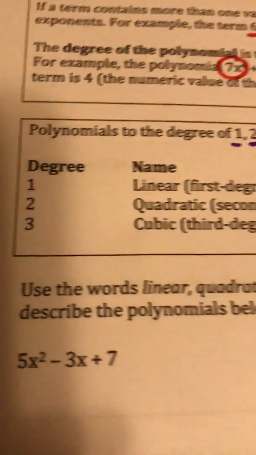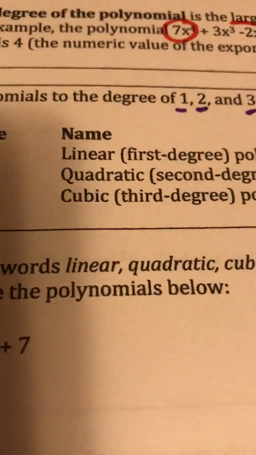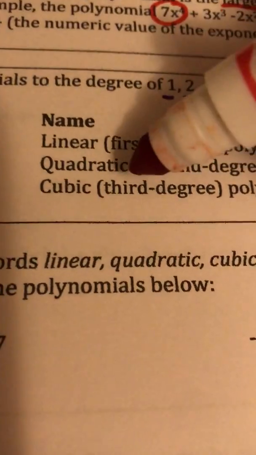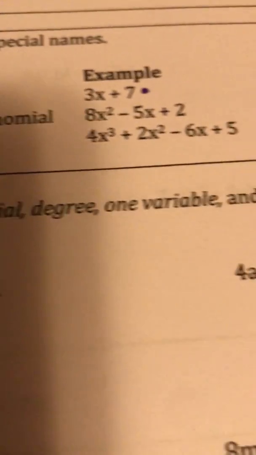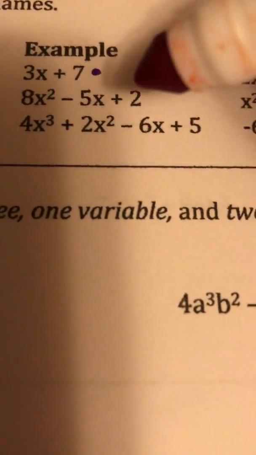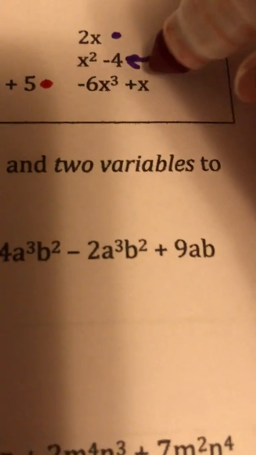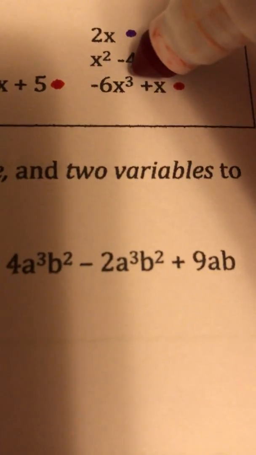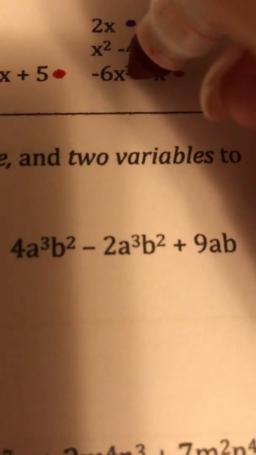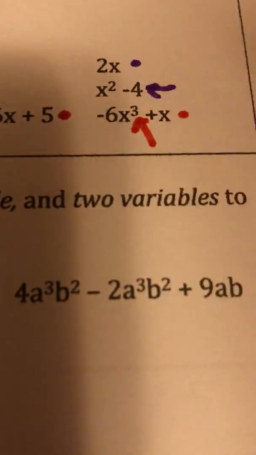Finally, if a polynomial is to the third degree, it is a cubic, or a third degree polynomial. All that means is that we have a variable to the third degree. So 4x cubed plus 2x squared minus 6x plus 5 is one example, or something like negative 6x cubed plus x. Remember, what we're looking at is the largest degree. That's going to name your polynomial.